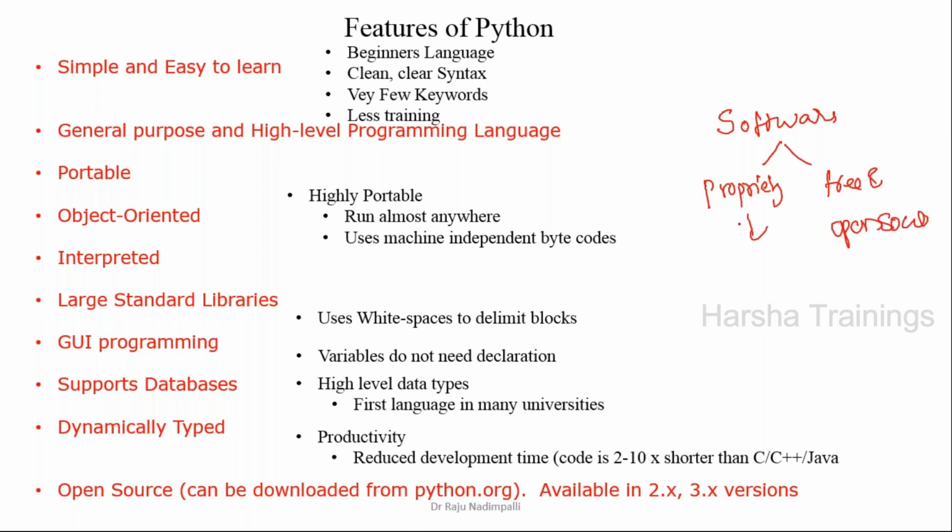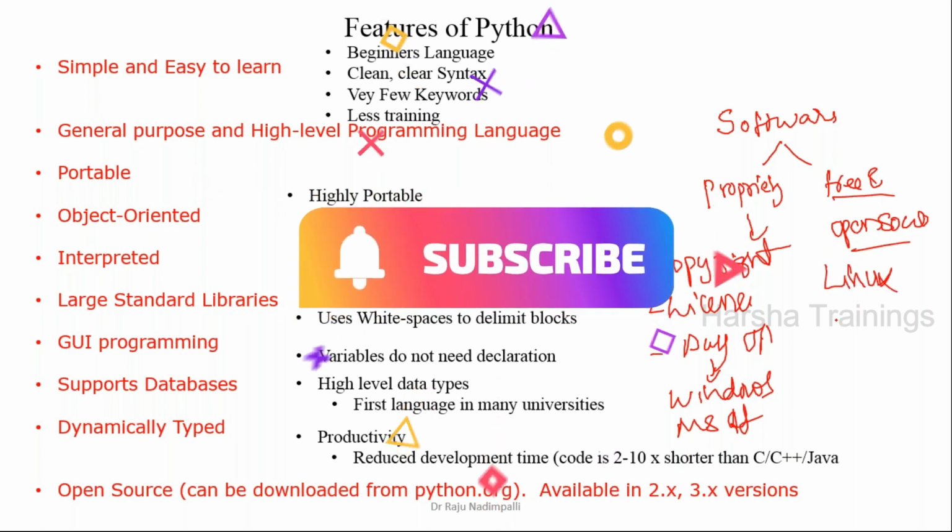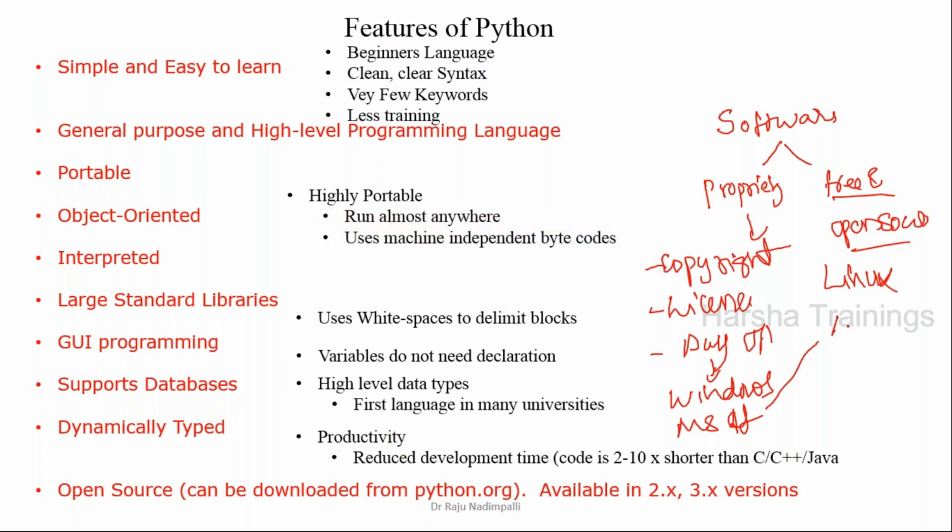What is the meaning of proprietary software? We have copyright protection. You can't write whatever you want, and you will have a specific license scheme. If you want to use it, you have to spend thousands and lakhs of rupees. The best examples of proprietary software are the Windows operating system and MS Office. If you go for free and open source software, you have Linux, and for MS Office you have the equivalent LibreOffice. No need to spend even a single rupee to use free and open source software.